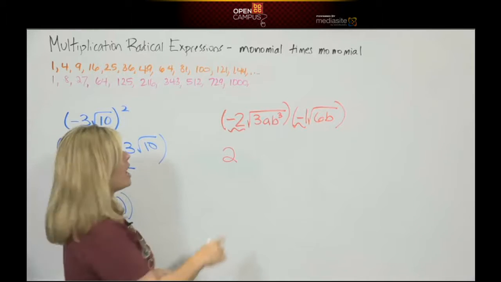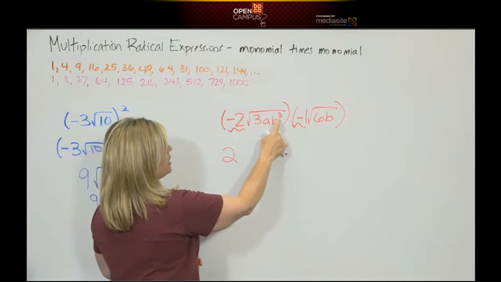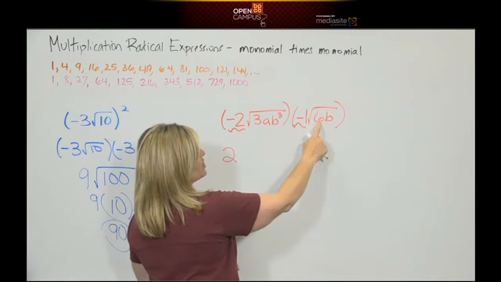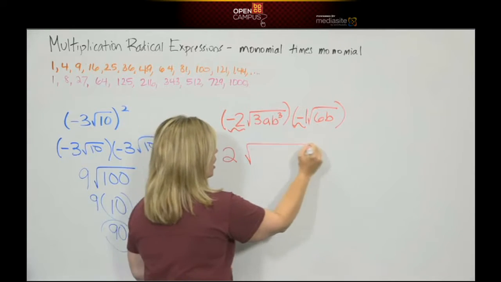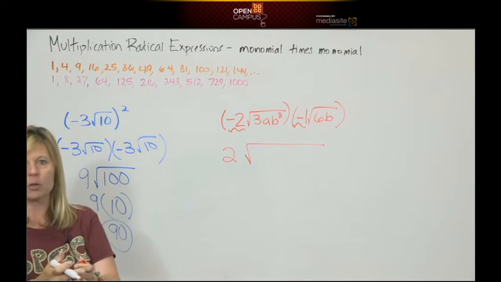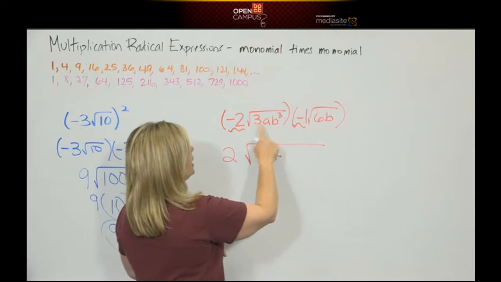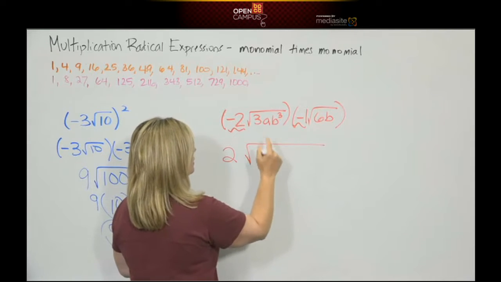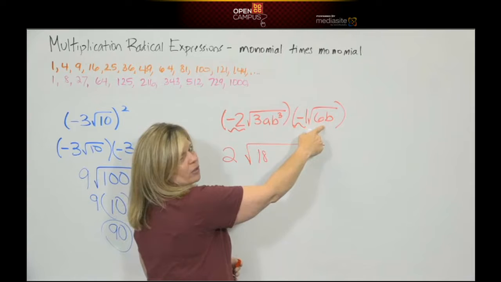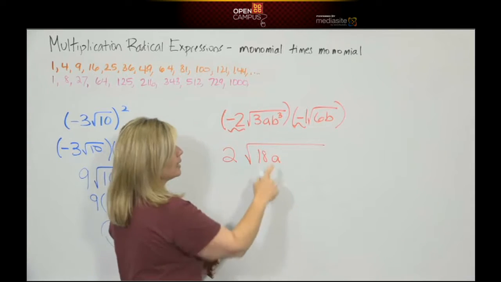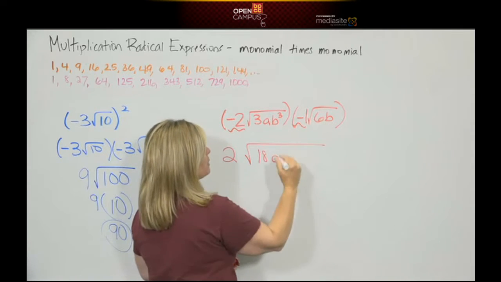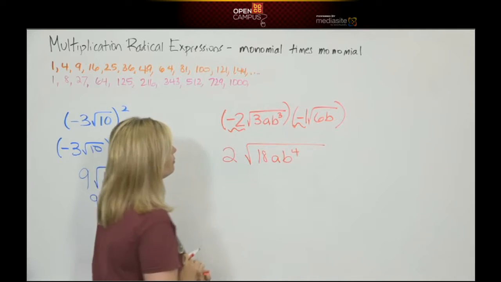Then we're going to multiply the square root of 3ab cubed times the square root of 6b. So we're going to put one square root symbol, and we're going to multiply our radicands. 3 times 6 is 18. A has no other term to multiply by, so we leave the a. B cubed times b is b to the 4th.